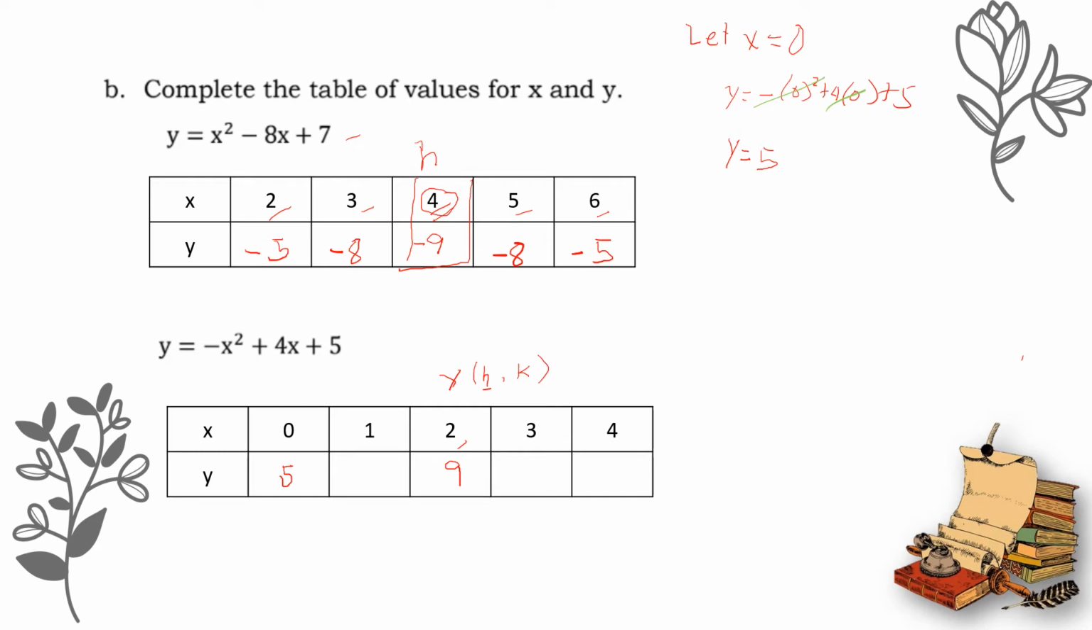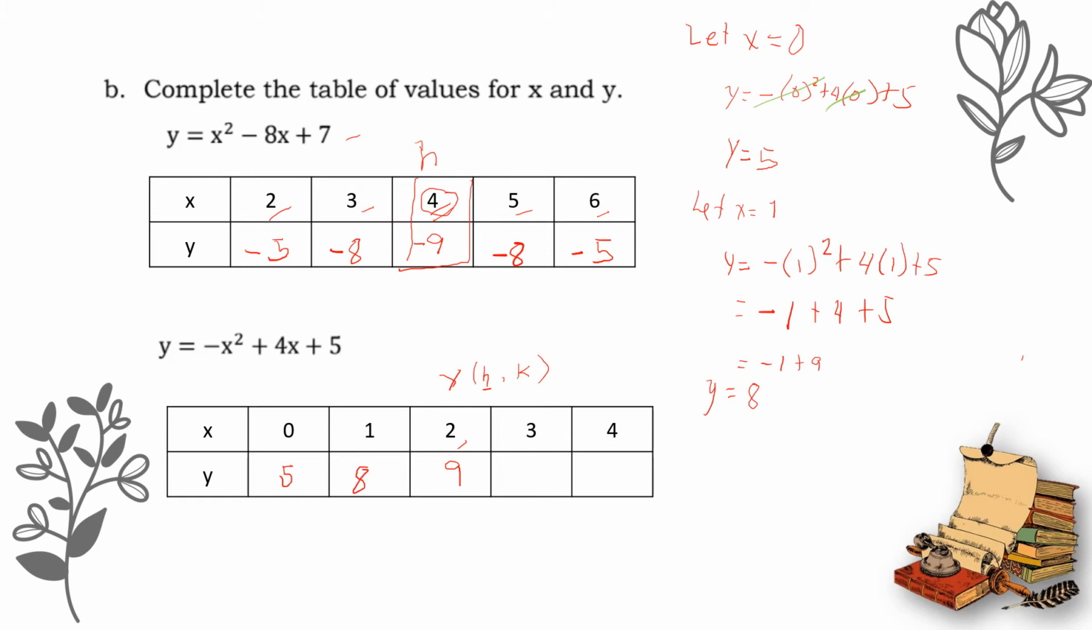Paano naman kung ang x natin ay equal to 1? So, ilelet x natin is equal to 1. Palitan po natin. Y now is equal to negative quantity 1 squared plus 4 times 1 plus 5. So, therefore, 1 times 1, 1. Plus 4 times 1, 4. Plus 5. So, 4 plus 5, 9. Negative 1 plus 9. Y now is equal to positive 8. So, kapag ang x mo ay 1, ang y mo ay positive 8.